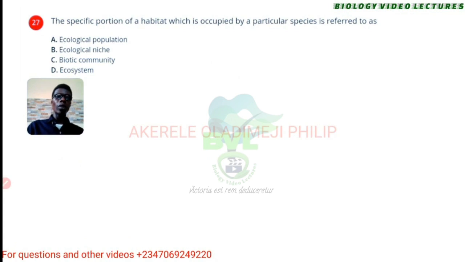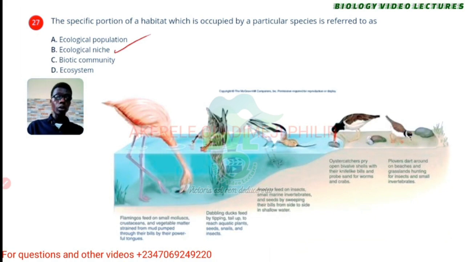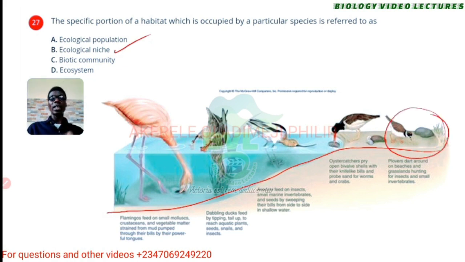The specific portion of a habitat which is occupied by a particular species is referred to as ecological niche. There's a habitat, but there are different segments for different organisms. Beautiful. This is a fresh water, so to say. And if you look closely here, this is like this. Let's assume there's a splash zone. We have different zones, and you can see different organisms, different birds feeding on different organisms at different parts.